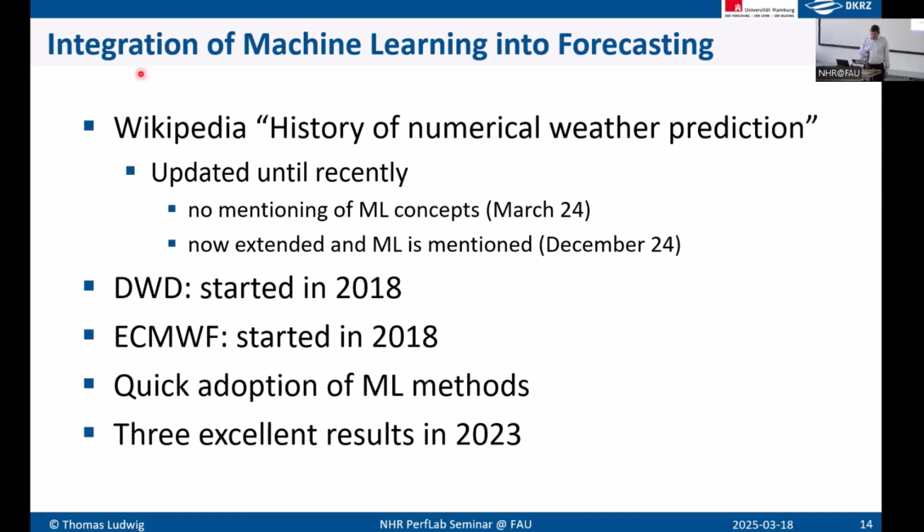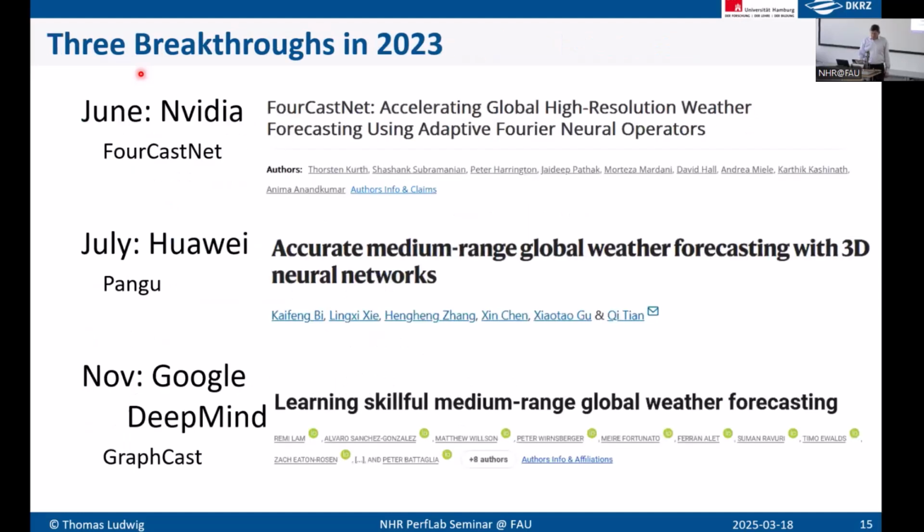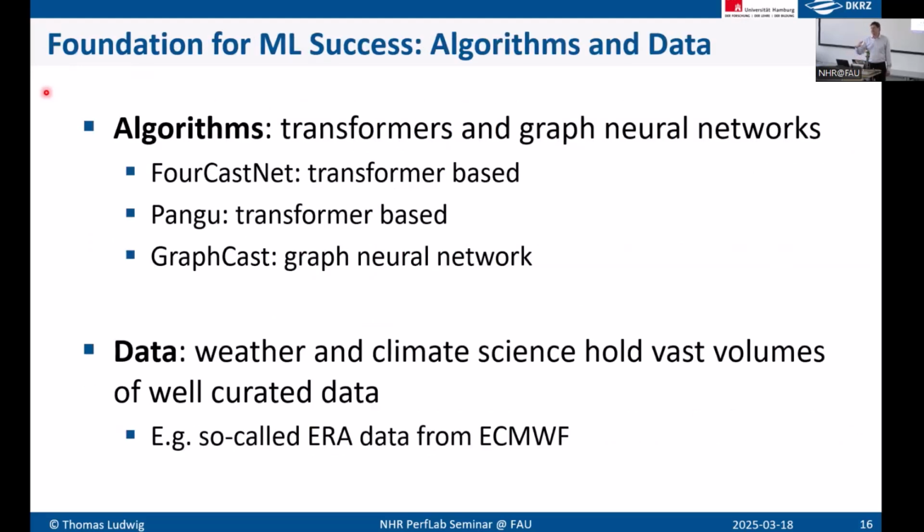So then in the year 2023, we see three exceptional results being published about how to base weather prediction on machine learning. The three results are by NVIDIA, a program called ForecastNet, then Pangu by Huawei, and then GraphCast by DeepMind. Published during the year of 23 and setting new marks for what can be achieved when you integrate machine learning into weather prediction.